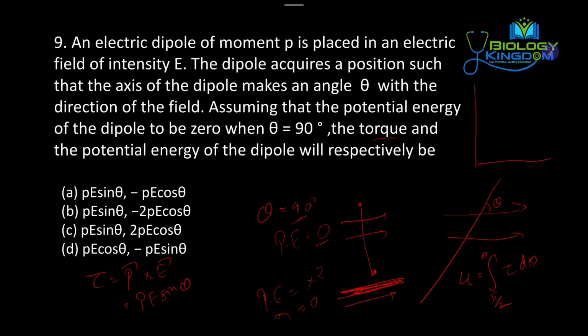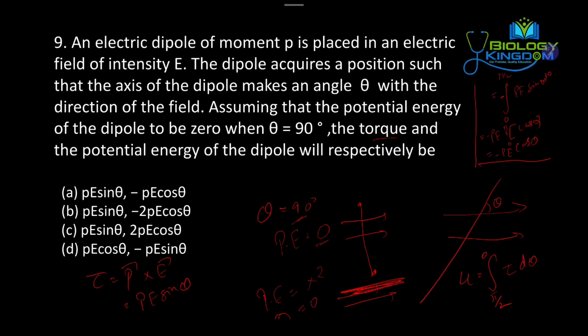Now we have to solve this integration. We know that if we invert this integration and invert the limit, we'll get a minus here. And what is the value of tau? Tau's value is pE sine theta d theta. Now we know that p and E are constant, so they will come out, and the integration of sine theta is minus cos theta. If we put the limit here, pi by 2, upper limit minus lower limit, the answer will be minus pE, upper limit minus lower limit.